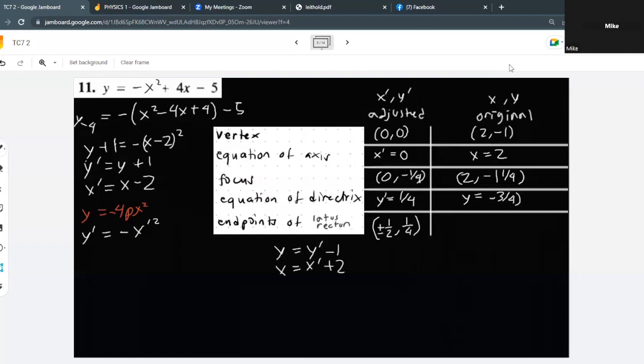Yeah, x prime is equal to 0. So, x plus 2. So, x minus 2 is equal to 0, or x equals 2.